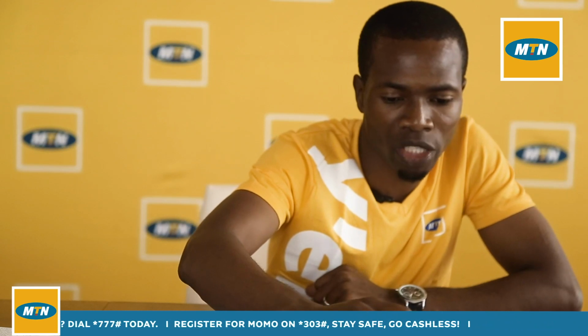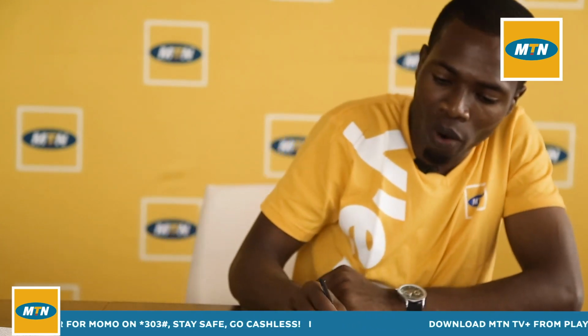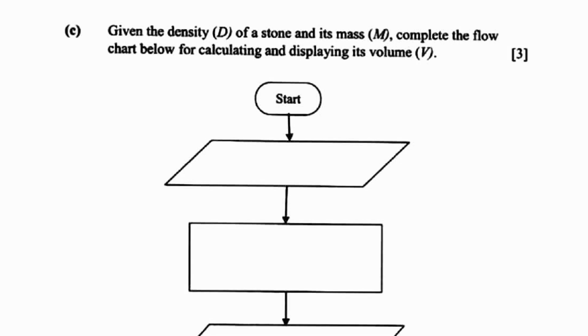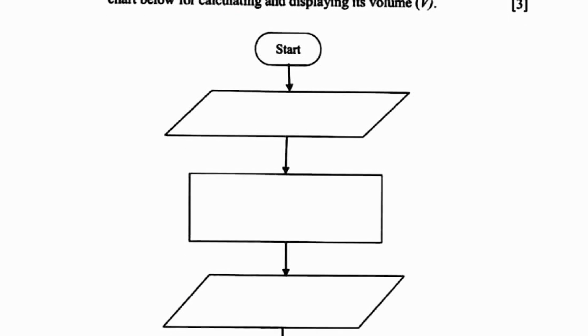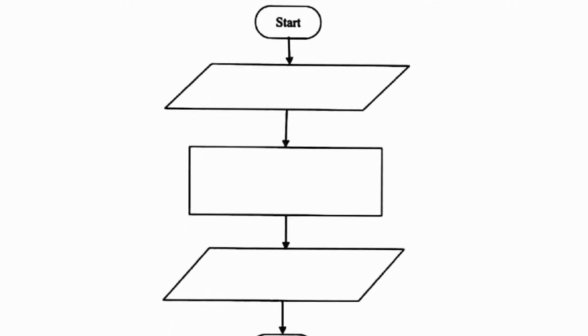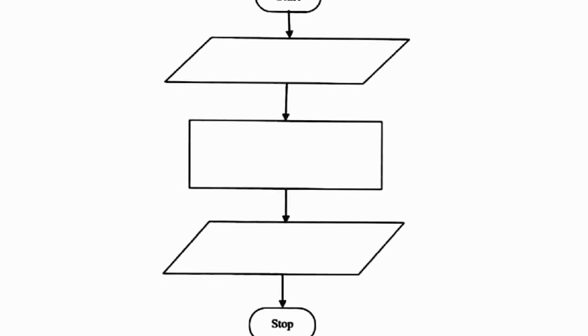We move on to question number 7c. Question number 7c reads, given the density D of a stone and its mass m, complete the flow chart below for calculating and displaying its volume. So this particular question is on computers, and they are the easiest part also of mathematics, owing that you just need to understand a few tricks here and there which we are going to learn as we are solving this question. So they are saying complete the flow chart, which is as follows.